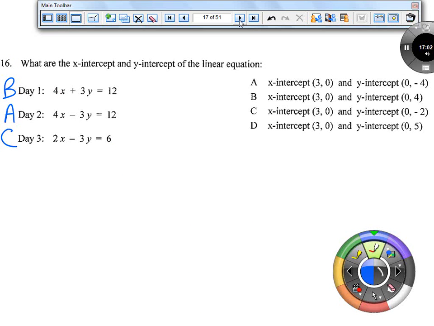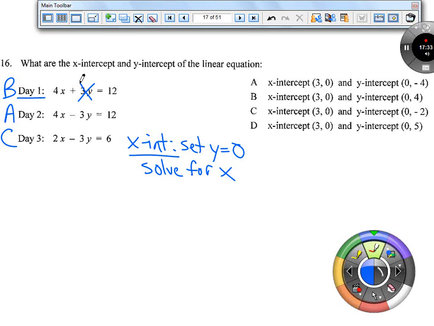The x-intercept and the y-intercept, let me just show you day 1. If I'm looking for the x-intercept, then what I do is I put a 0 in for the y. So I set y equal to 0 and solve for x. Most people will show you the cover-up method. So you could cover this up, or make that equal to 0, which basically covers it up.